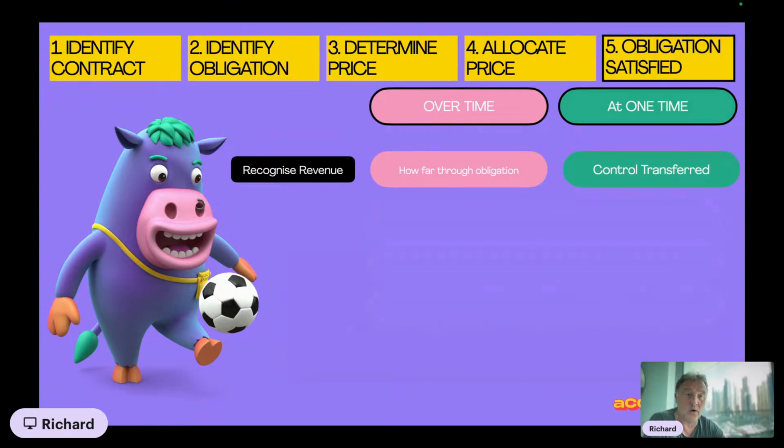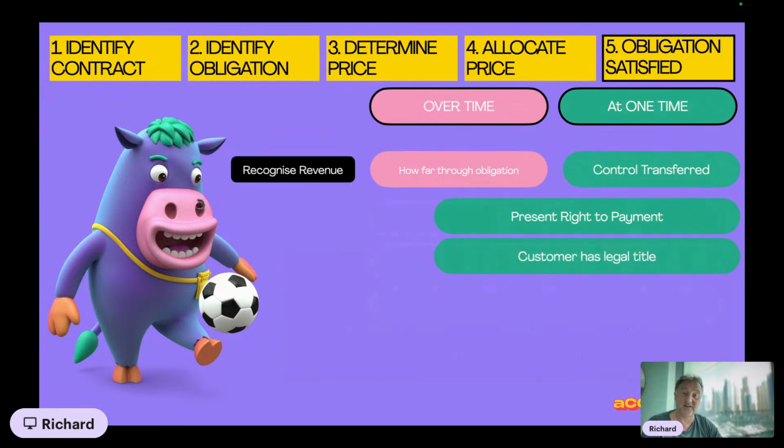Finally, when is it at one time then? Well, the thing you look for is when control has been transferred. So do you have the present right to payment? If you have a right to payment, you've probably fulfilled your obligation, haven't you? So at one time. When the customer has the legal title, then you've probably transferred control. These are only indicators, by the way.